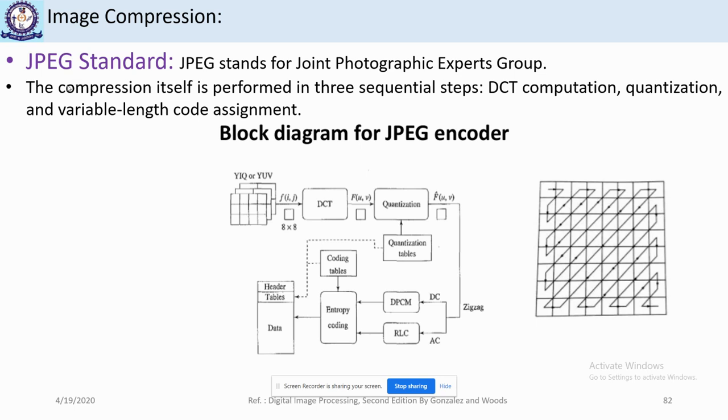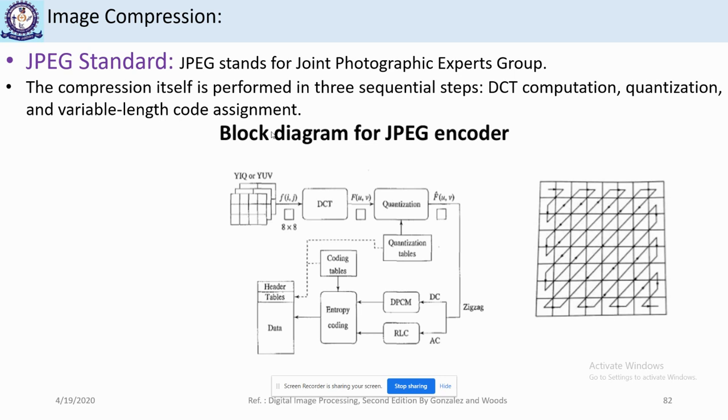Now in JPEG, we achieve image compression in three steps. Which are these three steps? DCT computation, quantization, and variable length coding. So first, we take the DCT transform of the original image. We quantize those coefficients, and then we do the variable length coding on the quantized coefficients.